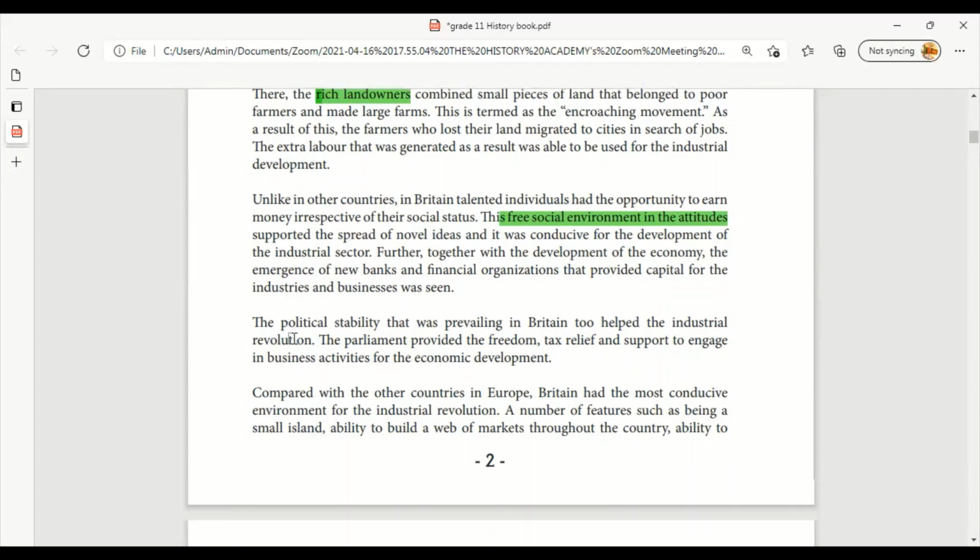And then the eighth reason, political stability. For example, other than Britain, at that time other countries did not have such developed political stability. But in Britain, there was political stability. Even the parliament provided freedom, tax relief, and support to engage in business activities. So due to all these reasons, the industrial revolution developed.